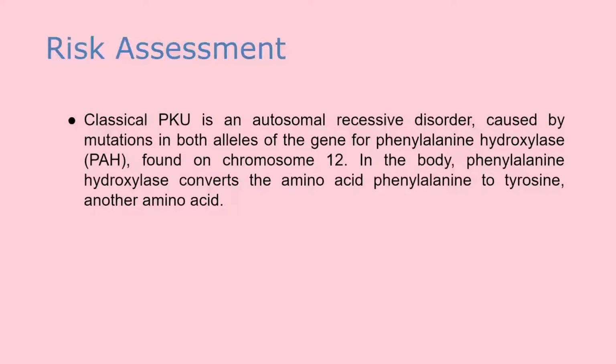For risk assessment, classical PKU is an autosomal recessive disorder caused by mutations in both alleles of the gene for phenylalanine hydroxylase found on chromosome 12. In the body, phenylalanine hydroxylase converts the amino acid phenylalanine to tyrosine, another amino acid.